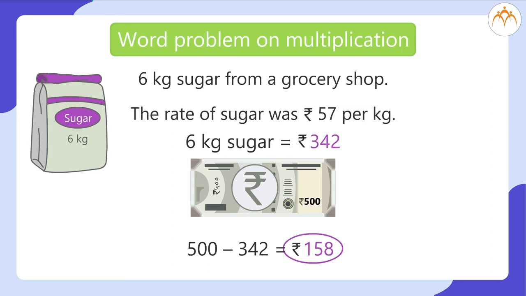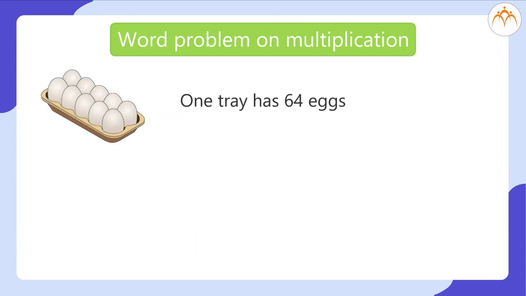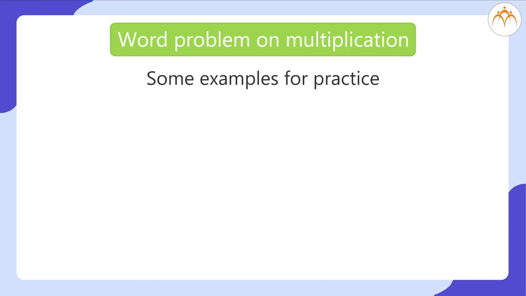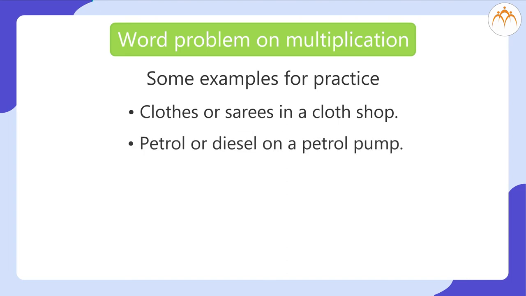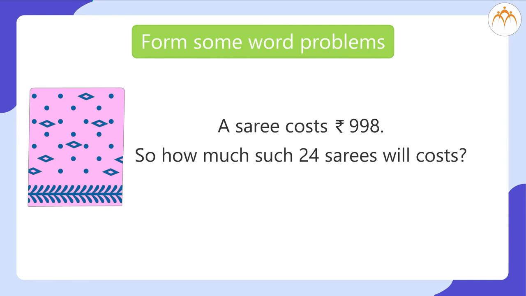This way, you can make different word problems on multiplication. Let's see another. Eggs and tray. One tray has 64 eggs. So, how many eggs are there in 30 such trays? Let's take some examples for practice. Clothes or saris in a clothes shop. Petrol or diesel on a petrol pump. A grocery shop. Now see if you can form some word problems. Now let's say a sari costs rupees 998. So, how much will 24 such saris cost?